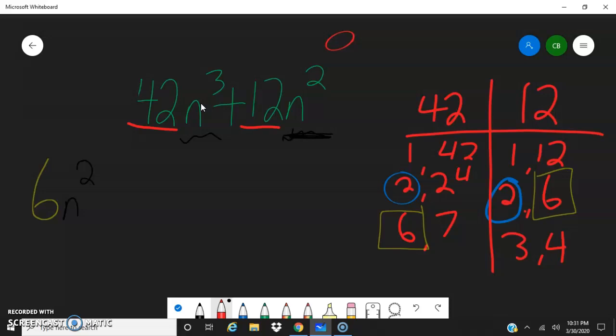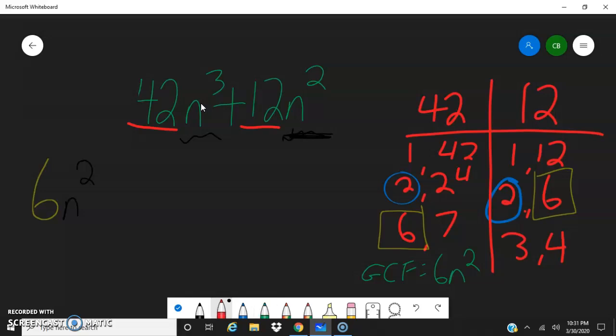Oh my, the program does not like me today. Okay, fine, I'll put it down here. GCF equals 6n squared, right? 6n squared, that's what we are able to pull out of that.